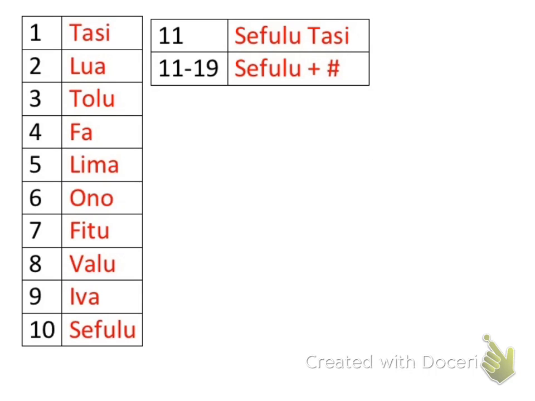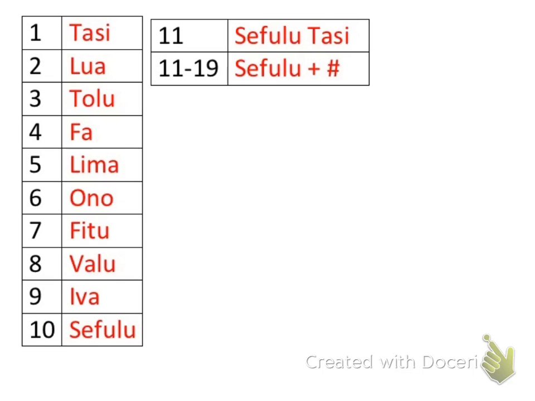Okay, hopefully you actually paused the video and tried it on your own. Let's go through this together. Sefulu Fa would be 14. This 14 is the Sefulu, and then I add a Fa to that. So it's Sefulu Fa. Okay, what if I had 15? Well, 15 has the Sefulu, and then it has what? It has the Lima. So you say Sefulu, and then you would say Lima.